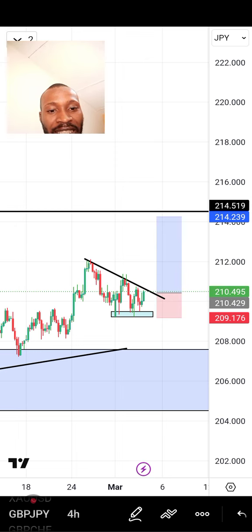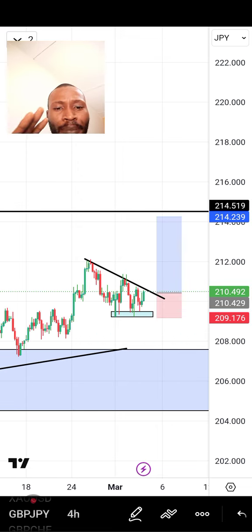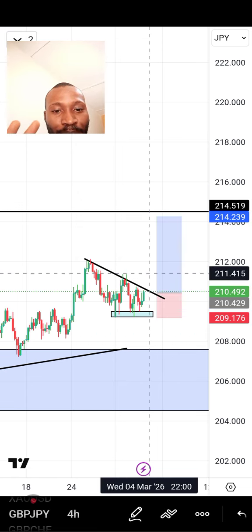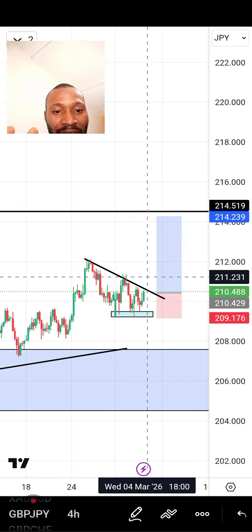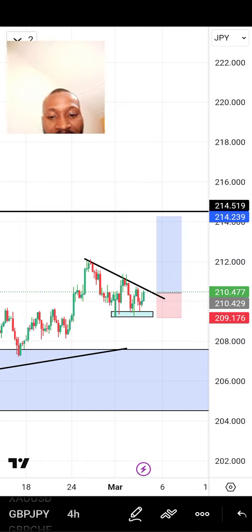So in as much as there is this indication of buy set up here, I'm not going to buy until this price breaks above this counter trend line, maybe somewhere around here, before I can now say yes, the inverse head and shoulder, the descending triangle structure has been broken. Now it's time for me to get in. So that is it.